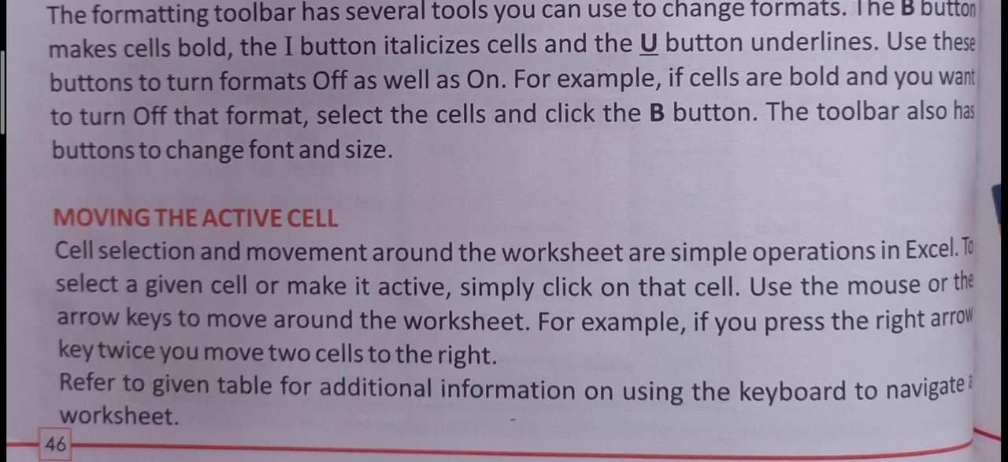Use the mouse or the arrow keys to move around the worksheet. For example, if you press the right arrow key twice, you move 2 cells to the right. If you press it 3 times, then 3 cells to the right. If you press the down arrow key 4 times, then the active cell will move 4 cells below, in the column. Refer to the given table for additional information on using the keyboard to navigate a worksheet.